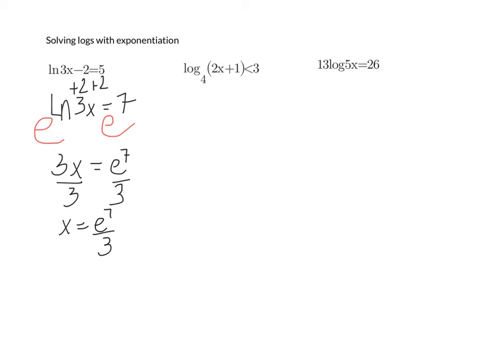And then if you wanted to evaluate that in your calculator, you can get a decimal approximation. X is approximately, let's see, e to the 7th divided by 3 is 365.54.